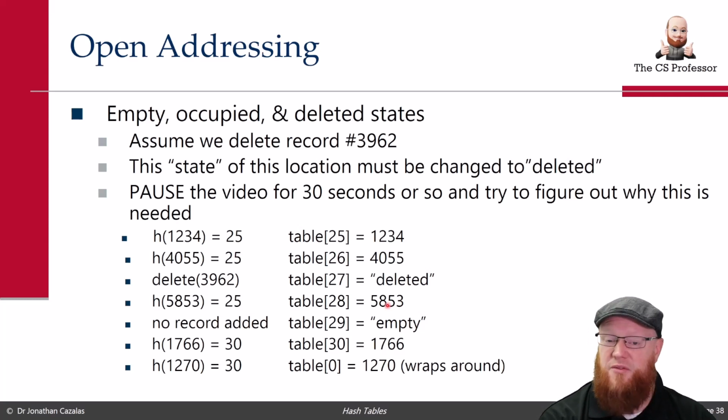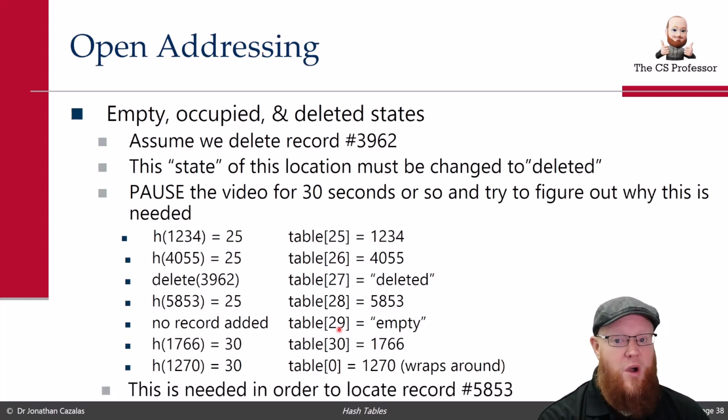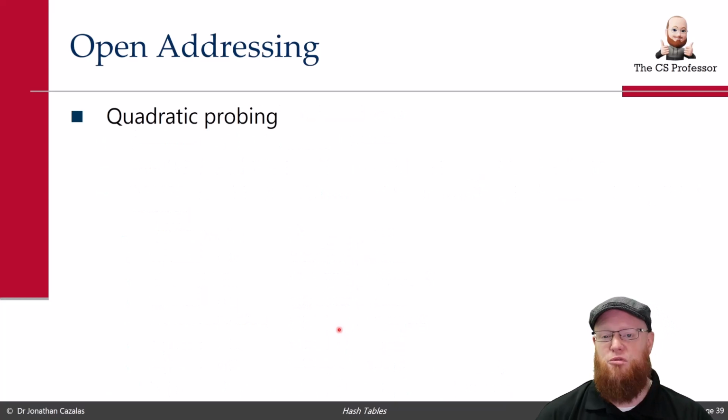Or if we were looking for that 5555, we would not have found it in these first four, but then we go to index 29, and 29 says, hey, I'm empty. No one was ever here. You should stop your probing sequence. That's the idea of why we need those three states, and that's linear probing.